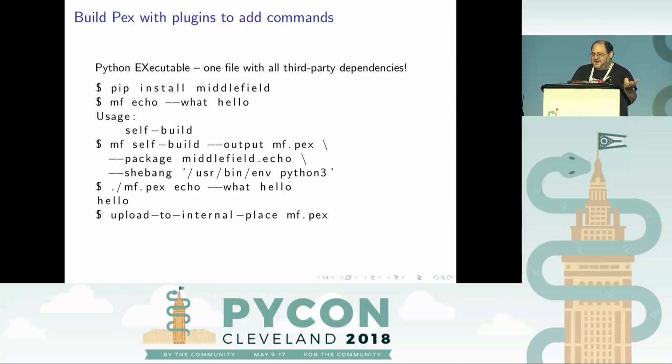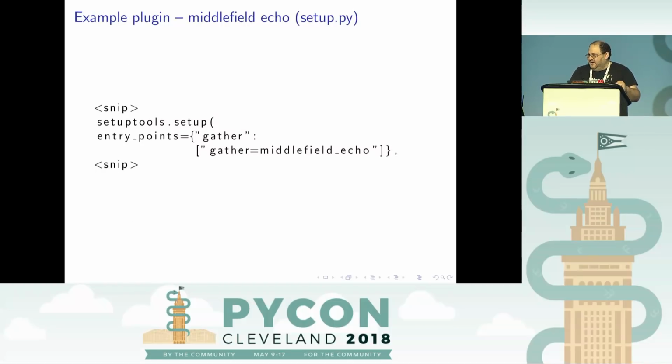So if you have custom commands, you can just add them to Middlefield, and then you upload the pex to whatever internal place you want, a Git or an Artifactory, or maybe even your Slack channel.